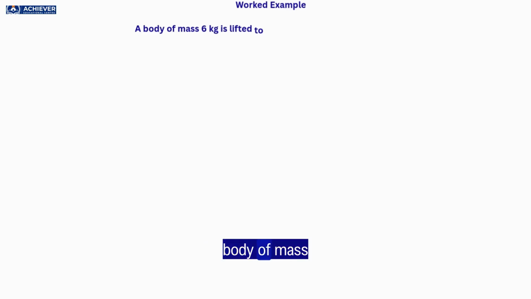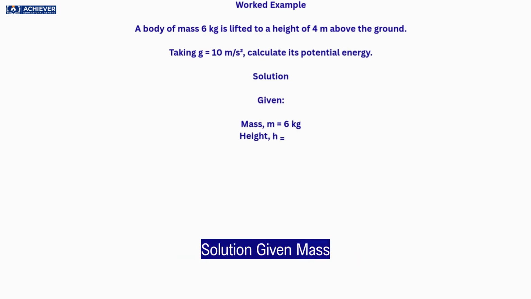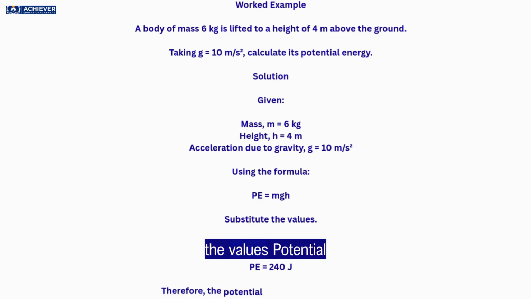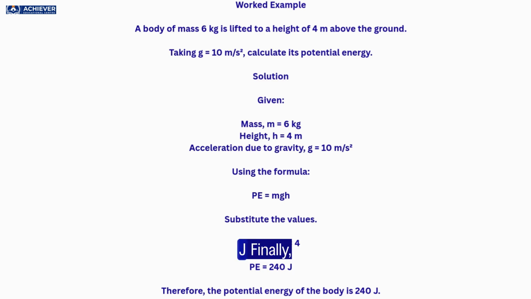Worked example. A body of mass 6 kilograms is lifted to a height of 4 meters above the ground. Taking g equals 10 meters per second square, calculate its potential energy. Solution. Given mass is 6 kilograms, height is 4 m, acceleration due to gravity is 10 meters per second square. Using the formula, potential energy = m g h. Substitute the values. Potential energy = 6 × 10 × 4. Potential energy = 240 joules. Therefore, the potential energy of the body is 240 joules. The SI unit of energy is the joule, J.